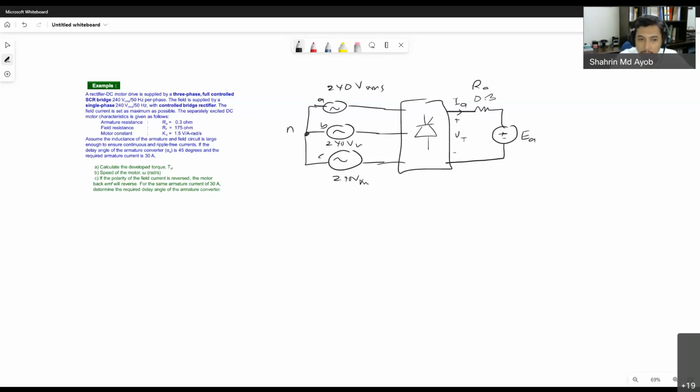But the field circuit is RF. We consider this one in steady state, meaning that your inductor is a short circuit. So your RF is supplied by a single phase, which is also 240 volt RMS. And there is a current flow, which we call IF. And the RF here is 175 ohm.